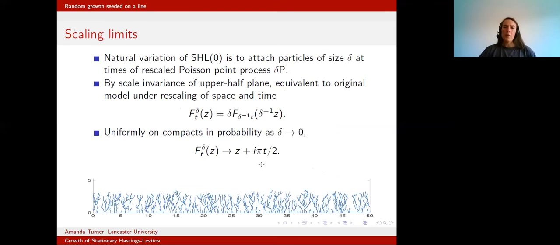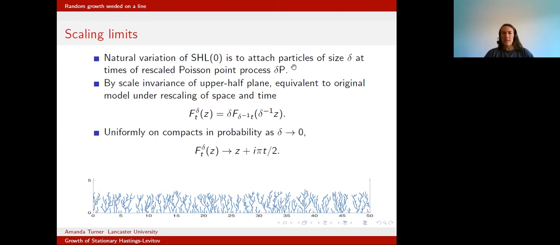What else can we say about this model? Well, if we think about things from a physical point of view, we're interested in situations where the particle sizes are typically very, very small. So in this model that we constructed, all our particles had size 1. But what about attaching very, very small particles and running the process for a long time? Well, how do we do this?